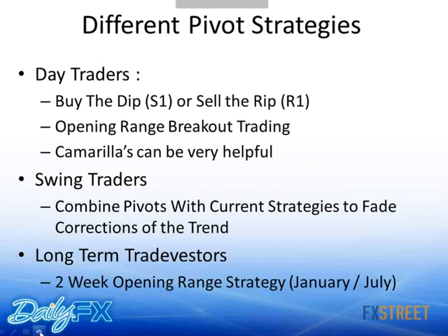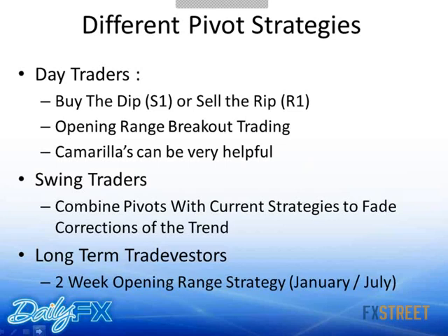Swing traders, which is really what a majority of this session has been geared toward, I think weekly pivots just complement swing trading so well, right? Because you can easily combine pivots with current strategies to either fade corrections of the trend, meaning that, again, in an uptrend, a correction is going to be just a small dip that you can buy into. Pivots give you a very objective level to do that. In a downtrend, a small correction could be a rip into a pivot, weekly pivot, or possibly an R1 before a move to the downside. As far as long-term, I call them trade vesters, but you can use an opening range breakout combined with monthly pivots, and you can trail your stop with something like that.